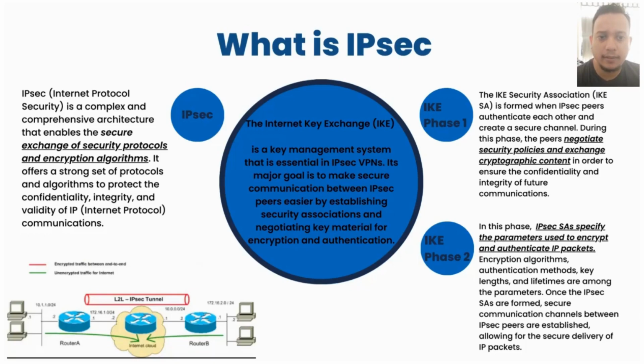The first phase is formed when IPsec peers authenticate each other and create a secure channel. During this phase, the peers negotiate security policies and exchange cryptographic content. The second phase is where IPsec specifies the parameters used to encrypt and authenticate IP packets. Encryption algorithms, authentication methods, key length, and lifetime are among the parameters.